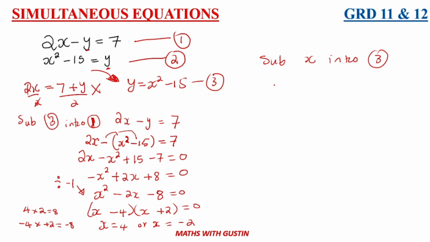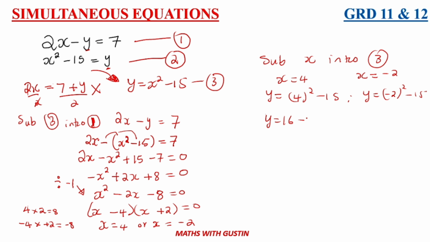So how are we going to do that? We're going to say when x is equal to 4, what is y? y is going to be equal to 4 squared minus 15. And therefore, when x is equal to -2, what is y here? y is equal to -2 squared minus 15. So therefore, what you're going to have here is 16.